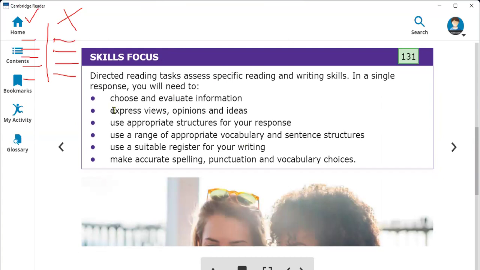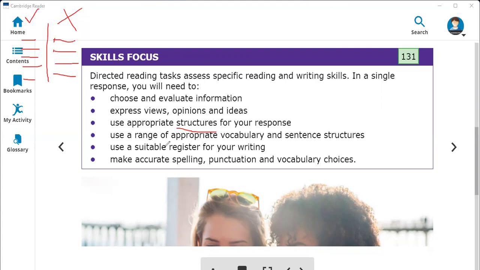Then how you express your own views, opinions, and ideas, and how you will use some appropriate structure. Structure means that when you are doing directed writing, you may be asked to write a speech, a report, a letter or an email. So your structure should vary accordingly. Definitely, I'll be discussing all the different structures so that you are properly guided.